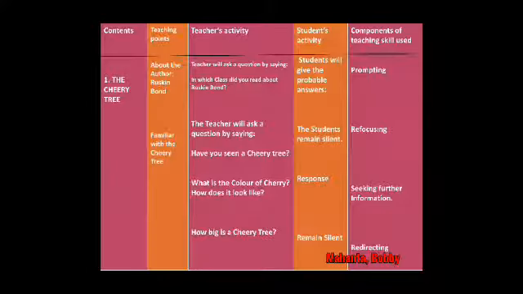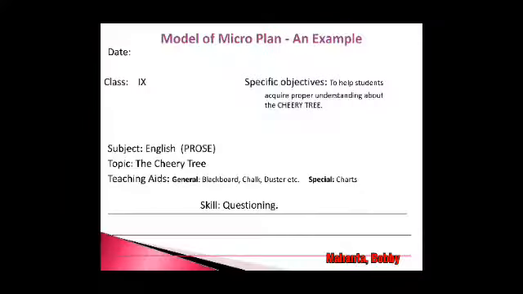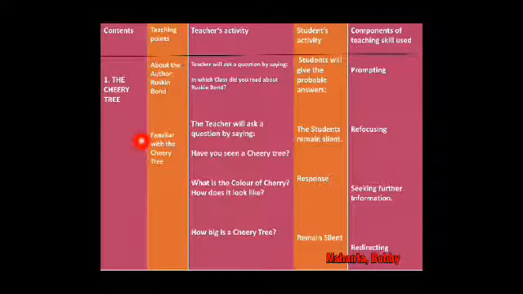So, in this case, as it has been stated here, the cherry tree, okay? So, here, the content decided is what? It is the cherry tree. What will be the teaching point? It is about the author, and the next is familiar with the cherry tree. So these are the 2 teaching points that have been listed.